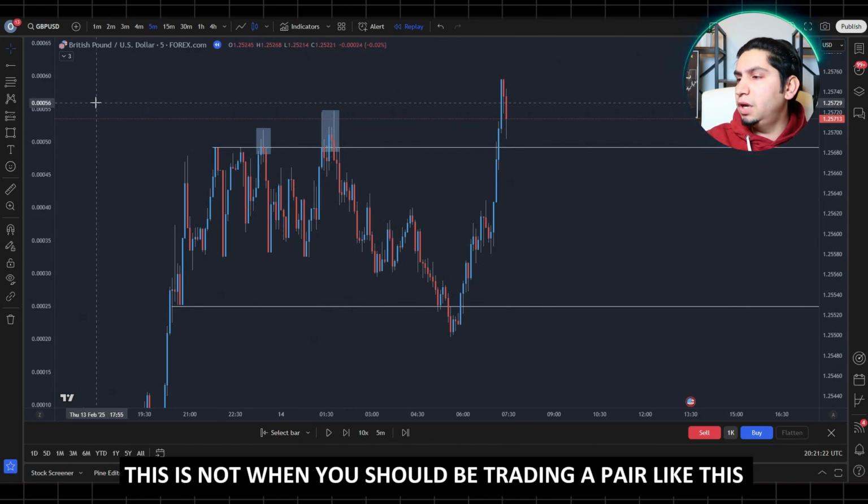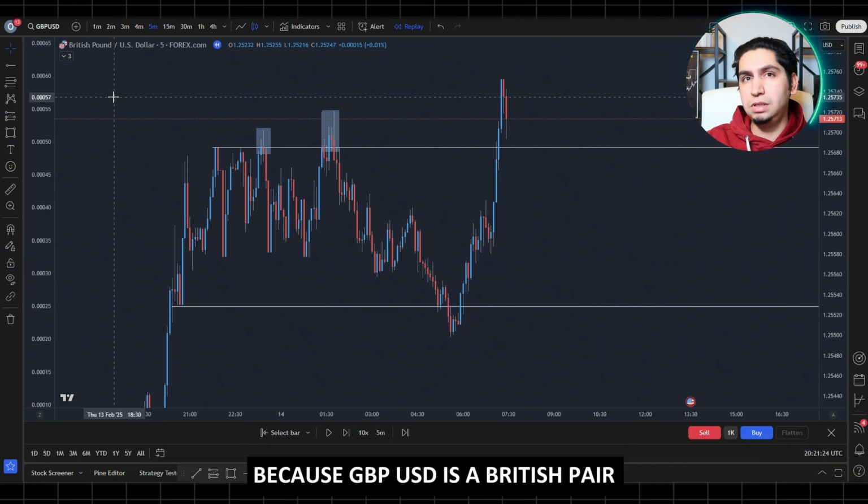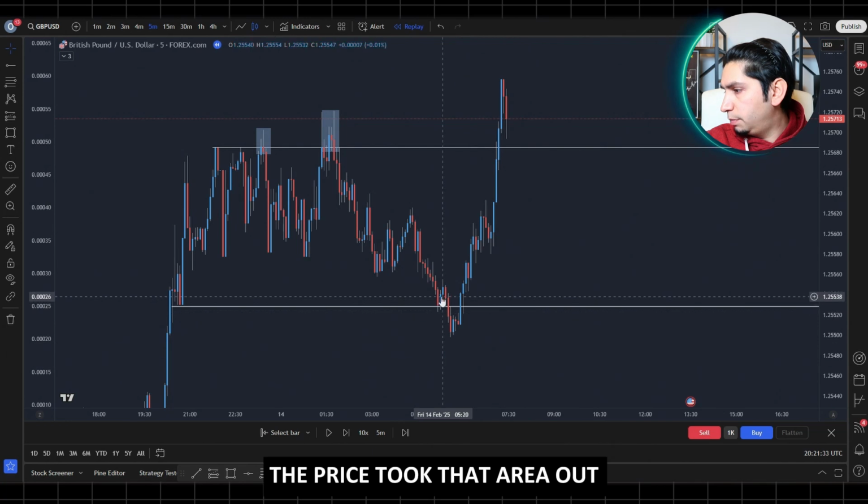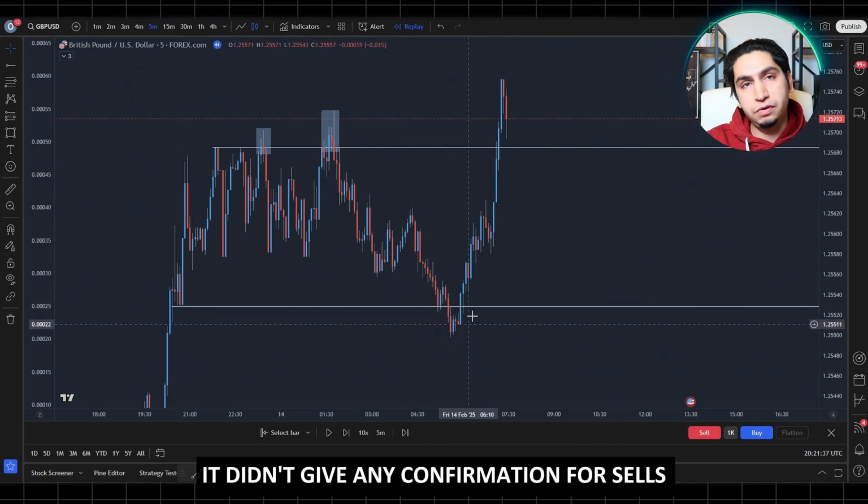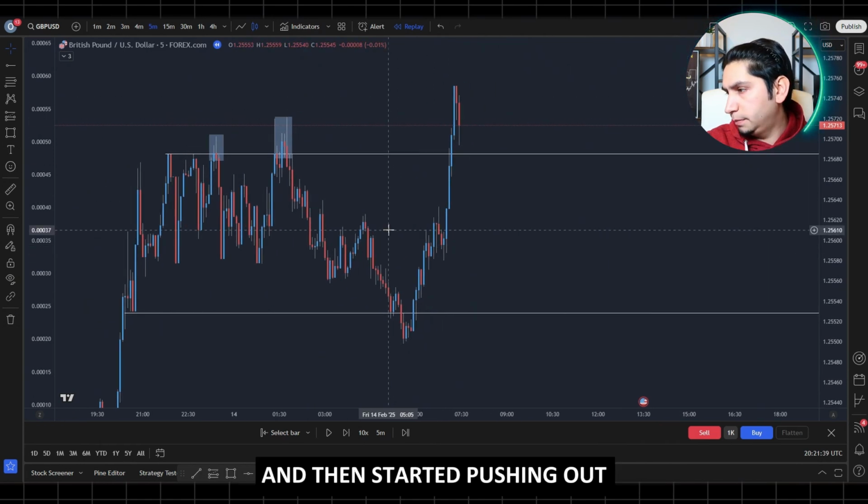This is not when you should be trading a pair like this, because GBP/USD is a British pair. So it means it moves best during what session? London session. So what we can see, the price took that area out. It didn't give any confirmation for sales and then started pushing up.